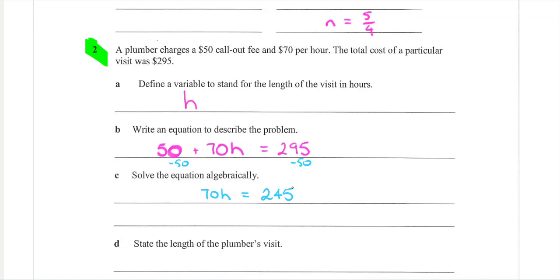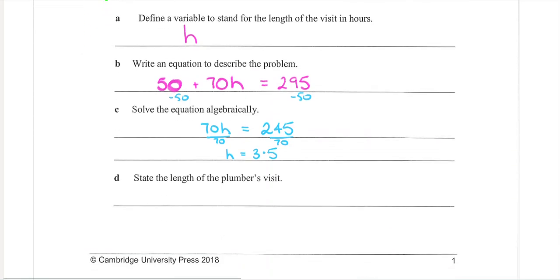What's my next step? Yes, divide by 70. So 245 divided by 70, 3.5 hours. Okay? Well, that's actually what D says. State the total length of the plumber's visit. So I've said that H is equal to 3.5. That means he was there for 3.5 hours. So it's just wanting you to realise that that was the amount of time in hours that he was there.